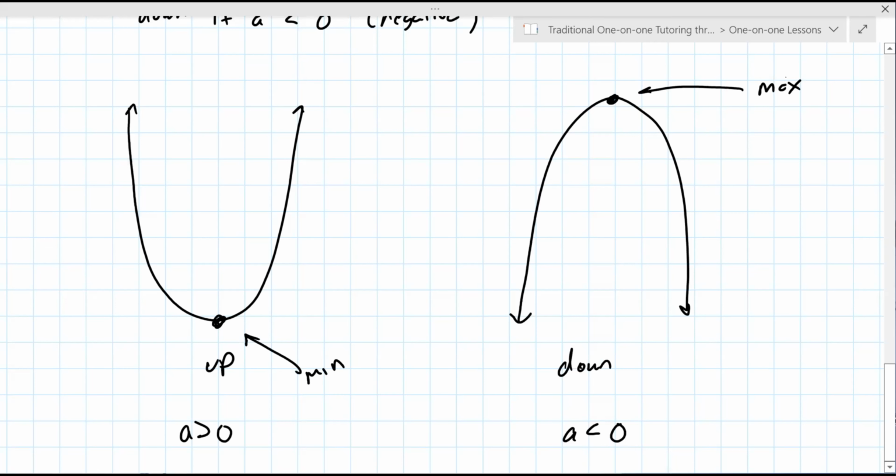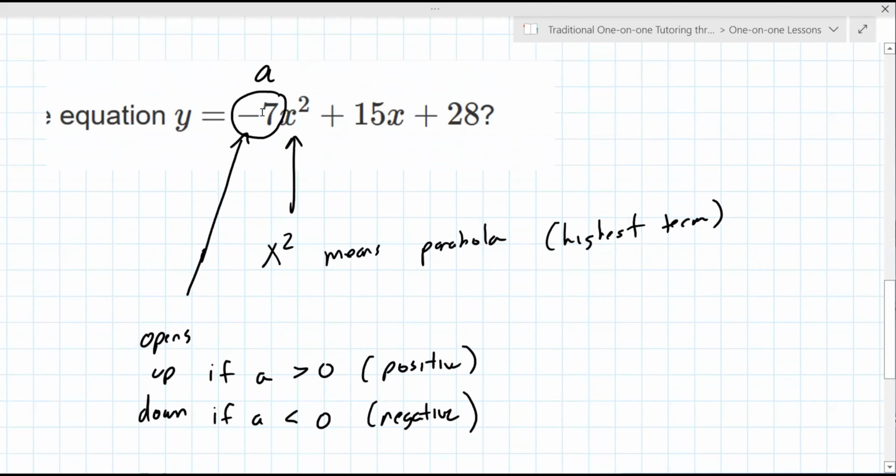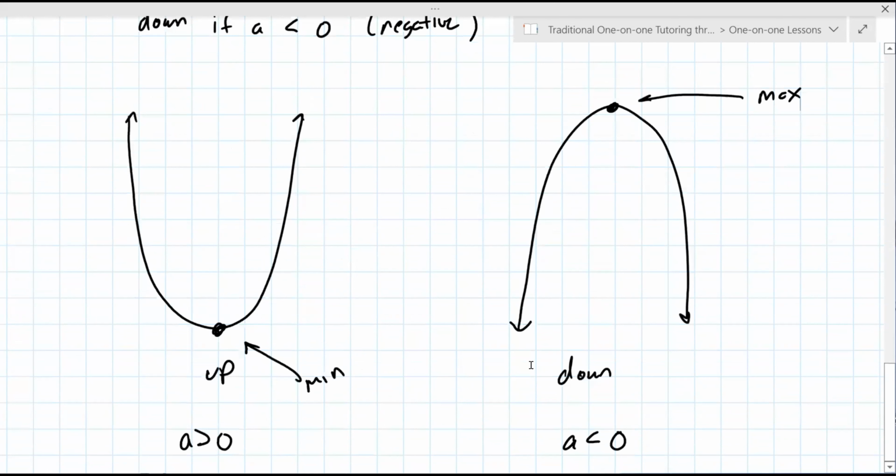You might be thinking, well, why am I showing this to you? Well, you're supposed to know this, Jeremiah. You're supposed to be able to look at this equation right here and tell me that it opens down because it's negative, and that it has a max. Now, if you were in a classroom, you would see students with their fingers drawing a parabola up, down, or up. And since you don't have that, you can do that if you want, or you can draw one of these. But that's really important to be able to do.